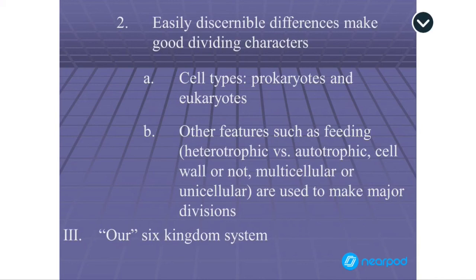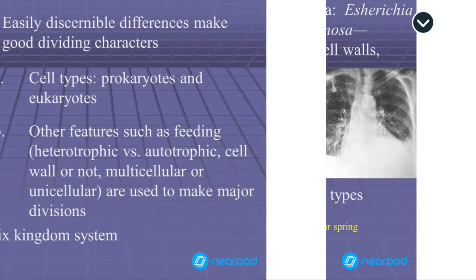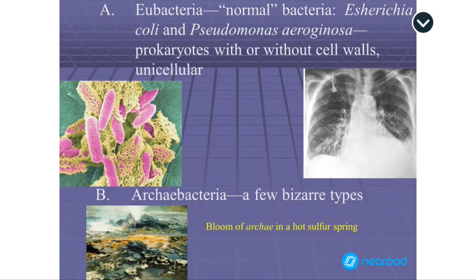So let's quickly go through the 6-kingdom system in the book. So the eubacteria, the true bacteria, remember EU means true. These are the normal bacteria that you would encounter in everyday life that would make you sick. These are prokaryotes with or without cell walls, and they're unicellular. The archaebacteria, you would have to go on a field trip to visit. There's a few bizarre types. They don't make you sick. They don't live on your food. They're not in your house.